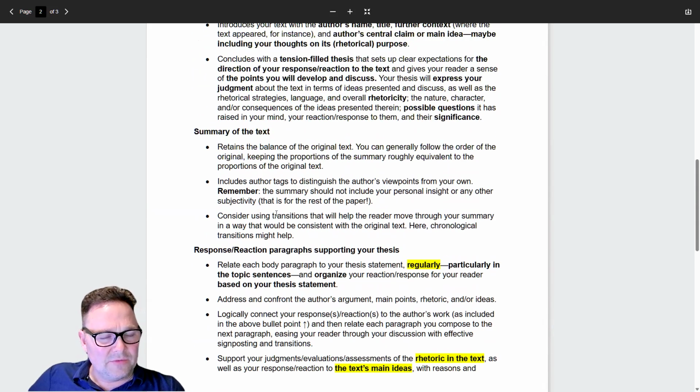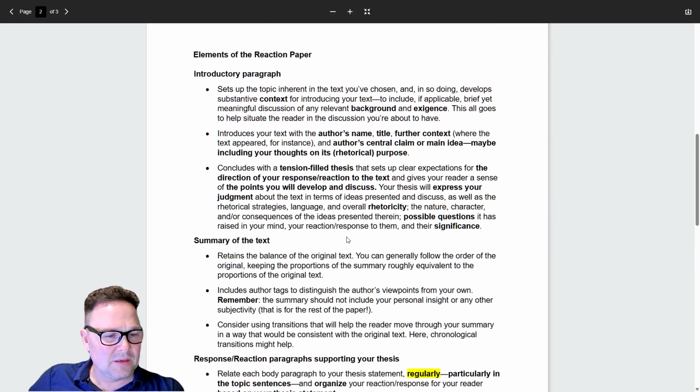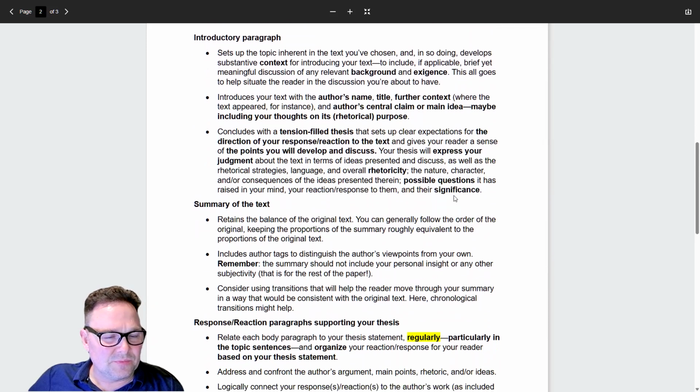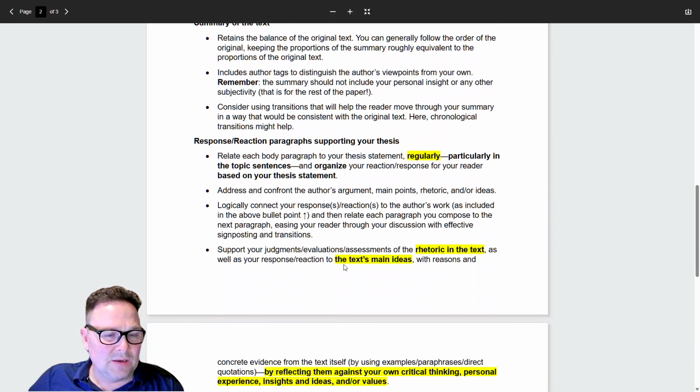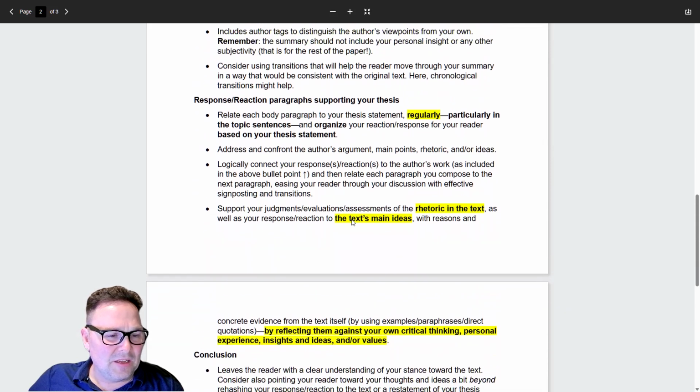And if you have half a page to a page of summary, let's say that may be too much. Let's say a page of introduction. So with these two, you might be close to two pages, a page and a half, two pages. How are you going to get to five?